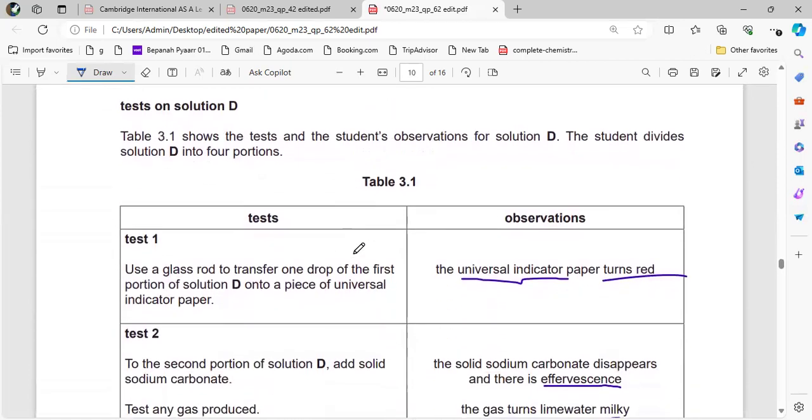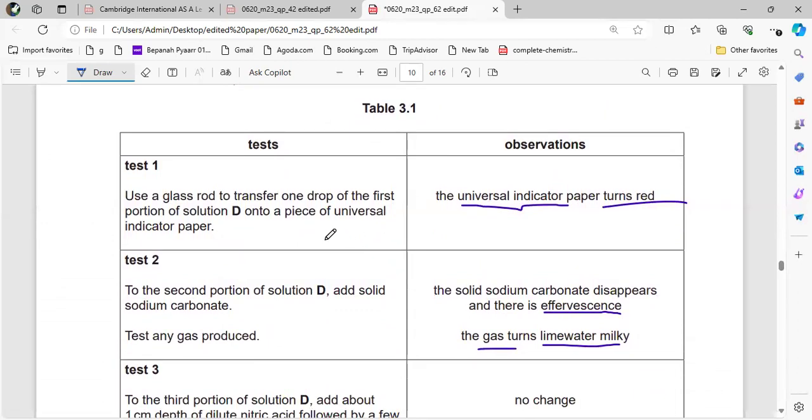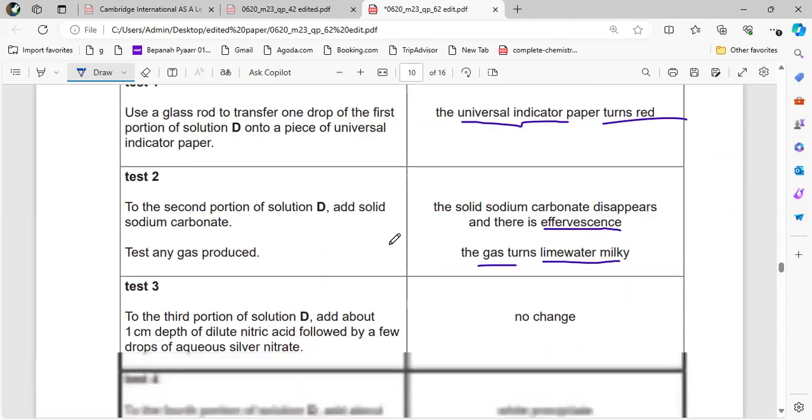Now, test on solution D. Use a glass rod to transfer 1 drop of the first portion of solution D onto a piece of universal indicator paper. Here the observation is it turns red. As it turns red, what we can infer from this is that it can be an acid.